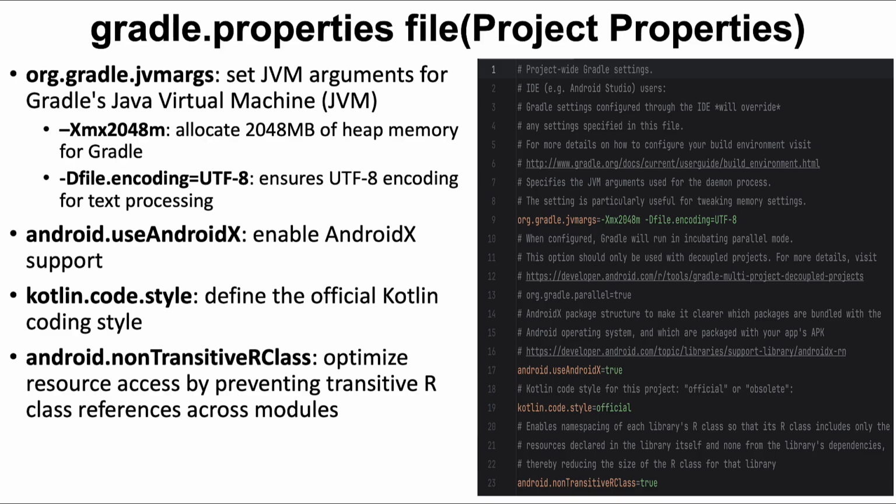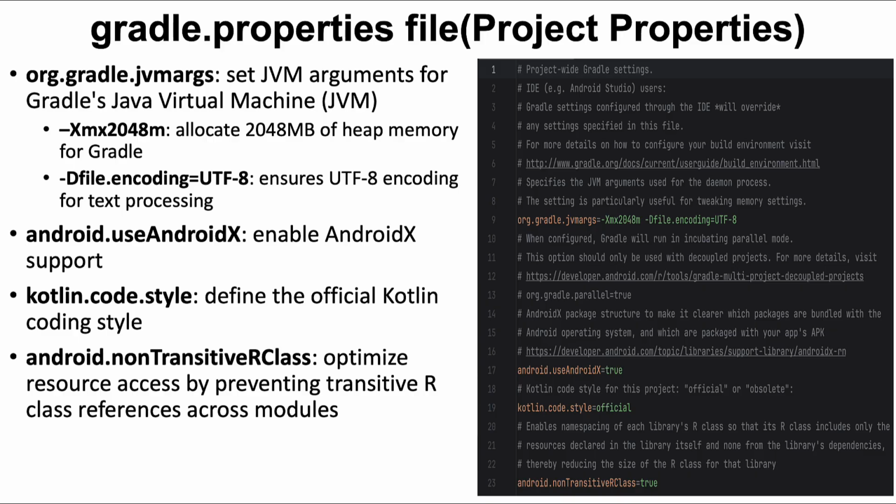The org.gradle.jvmargs is used to set JVM arguments for Gradle's Java Virtual Machine, JVM. It helps optimize memory usage, prevent out-of-memory (OOM) errors, and improve Gradle build performance. It controls JVM memory and performance settings for Gradle. The Xmx2048m means that we allocate 2048 megabytes of heap memory for Gradle. And file.encoding equals UTF-8 ensures UTF-8 encoding for text processing.